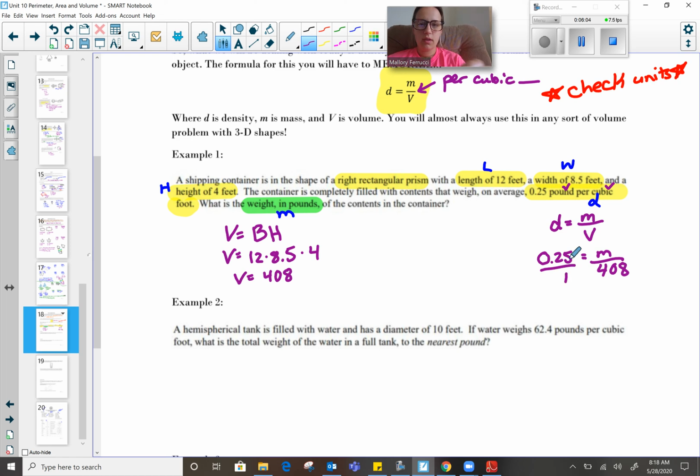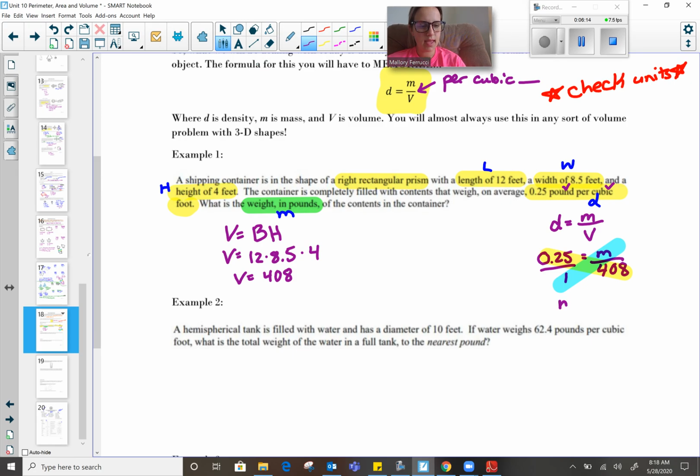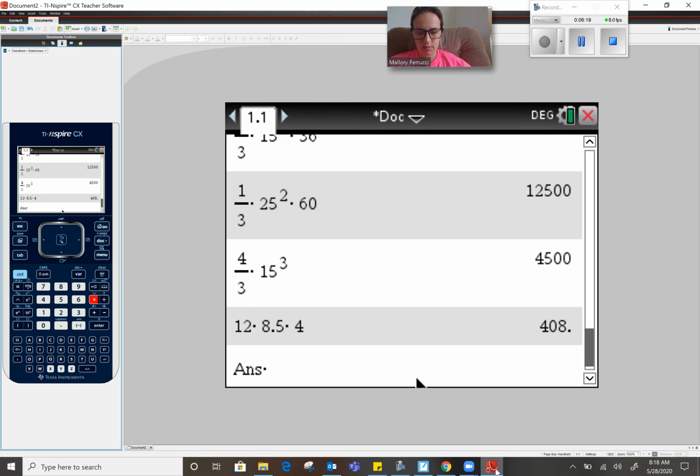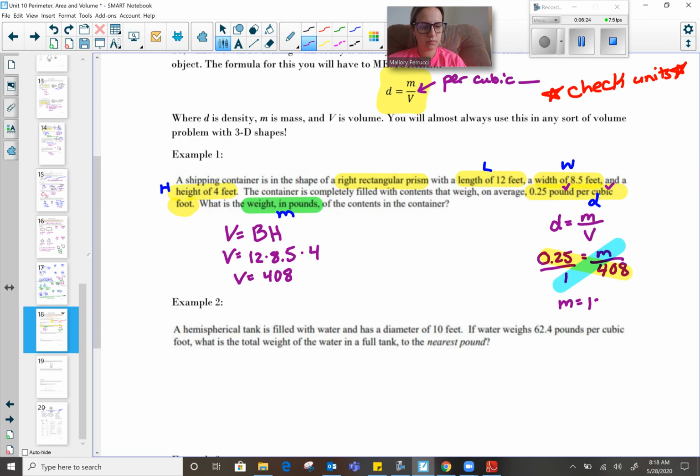Put this over 1, cross multiply, and we're going to get the mass is, 408 times 0.25 is 102. And like we said, we already checked out the units, so pounds, and all 3 of those were feet. So that's in the correct units. Cool. Let's look at this next one.